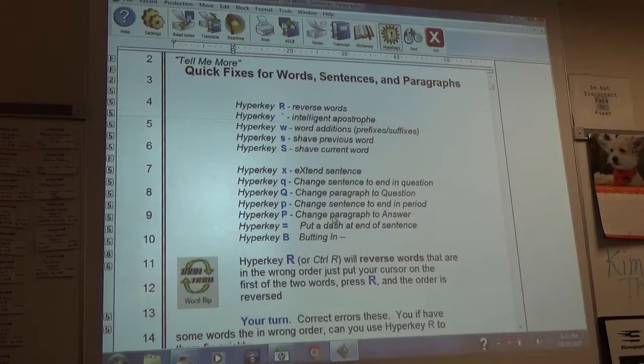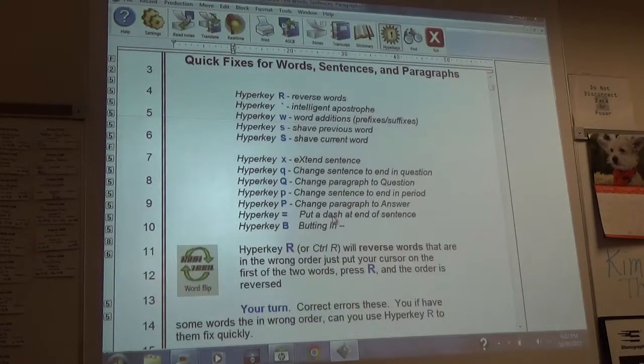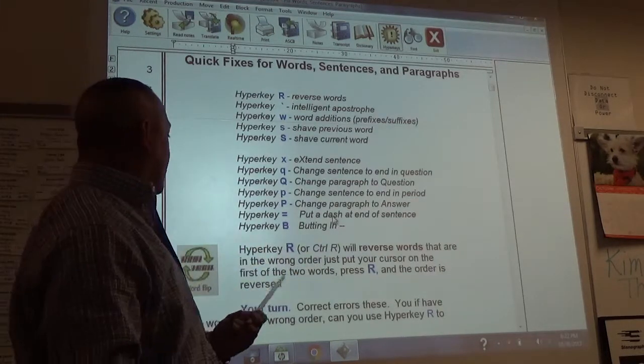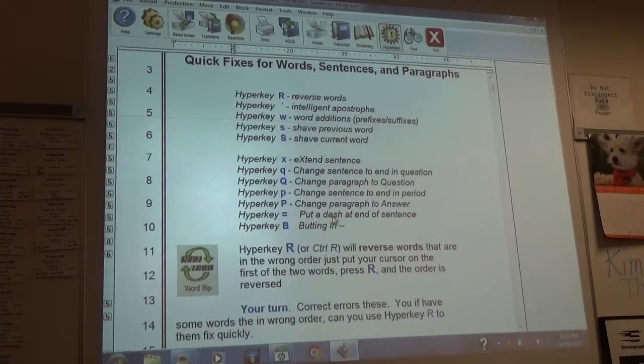Extend the sentence means, say you're right here, or right here, and you need to extend this sentence.